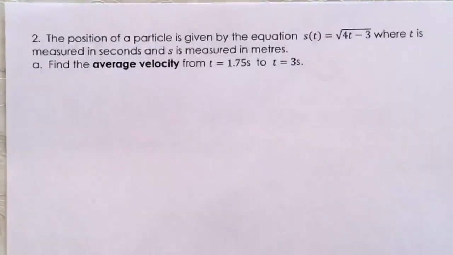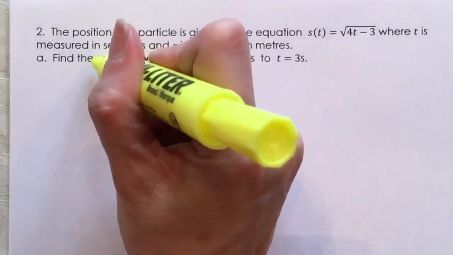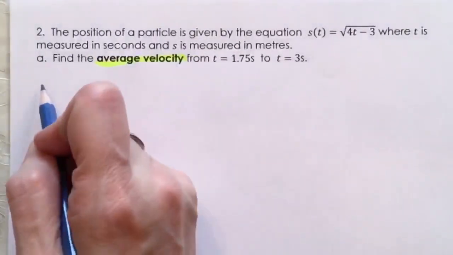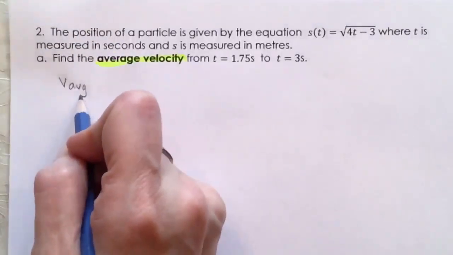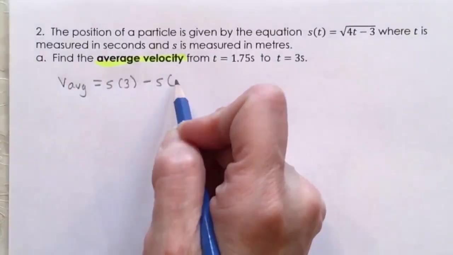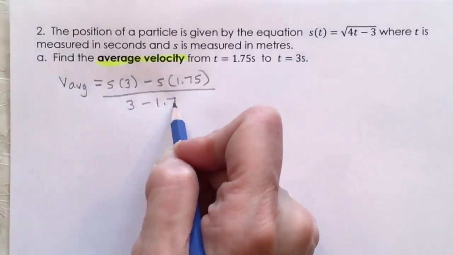This question says the position of a particle is given by the equation s at t equals the square root of 4t minus 3, where t is measured in seconds and s is measured in meters. Find the average velocity. So this is the slope of the secant type of question from t equals 1.75 seconds to t equals 3 seconds. So velocity they're using again, so we could say v average is going to be s at 3 minus s at 1.75 over 3 minus 1.75.